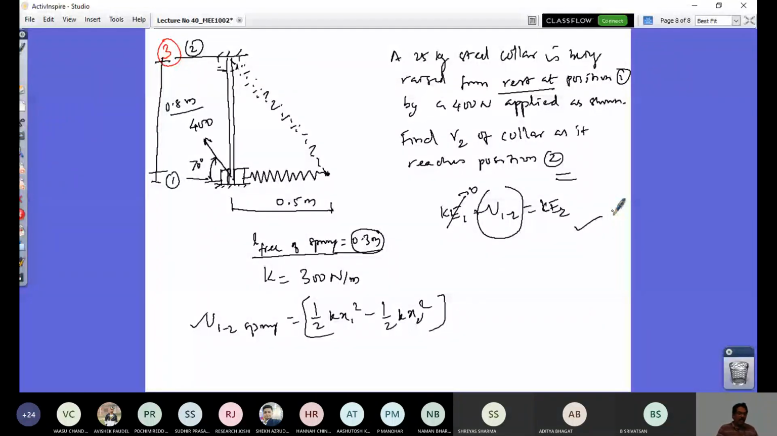I will stop at this point, and in the next class we will solve some problems which would relate again to kinetics of impact and collision problems, right? Yeah. So if you have any doubts we can ask.